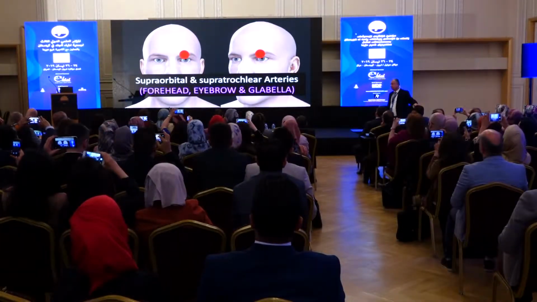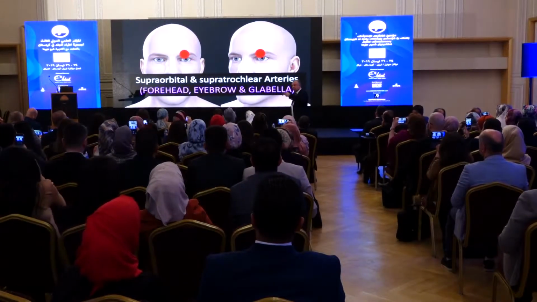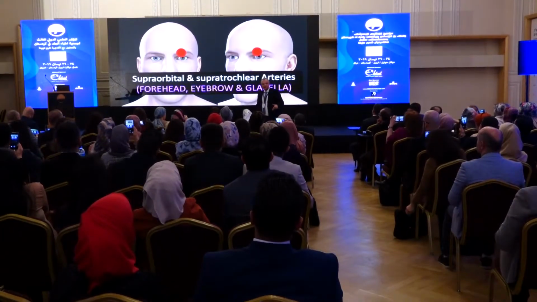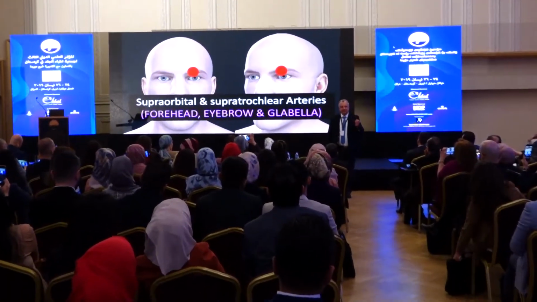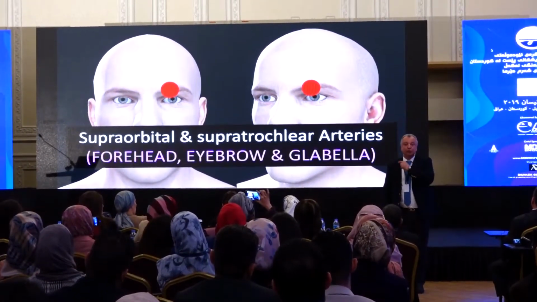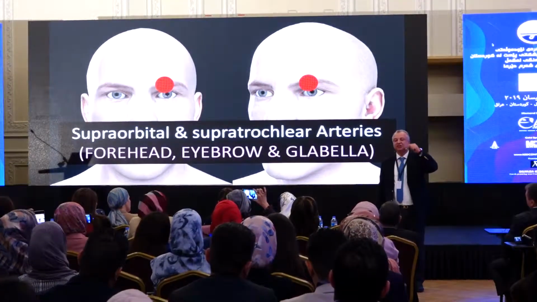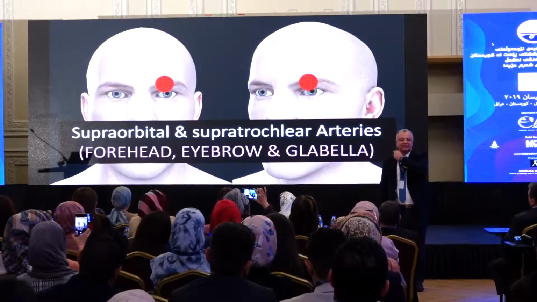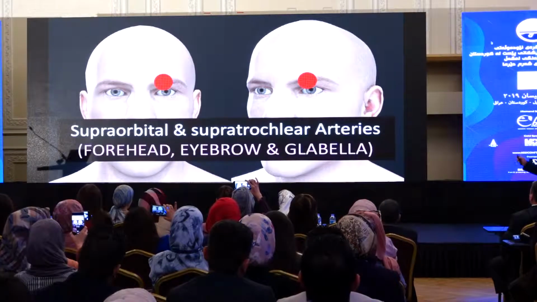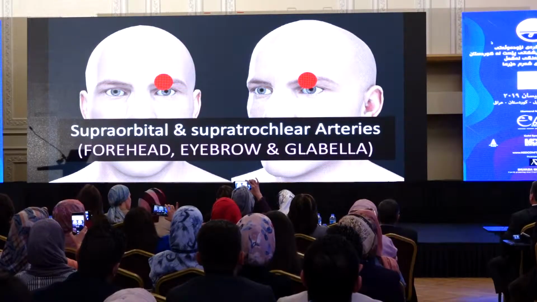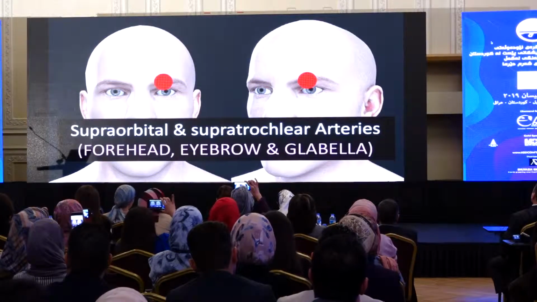My colleagues will inject within half an hour the forehead, the temple, the mid face, and the lower face. When they inject, they will select a level of injection. And why? Because we have to know the structures and the level of these structures, so they have to change the level of injection depending on the presence of these main arteries. So what about the forehead, the eyebrow, and the glabella? Which arteries do we have in this area? We have the supraorbital and supratrochlear.